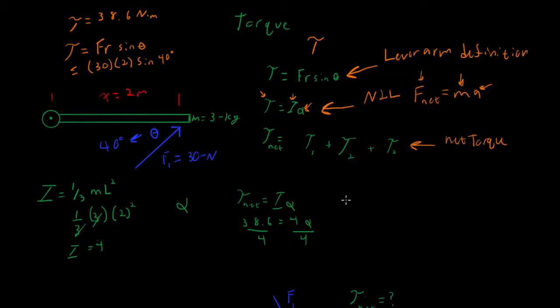And I get an angular acceleration of 9.65 radians per second squared. Okay, so that was straightforward enough. We're going to need to be able to do this kind of problem where we're given a force, an angle, and a lever arm, and we need to figure out the torque acting on this object. Or maybe we're given the torque and we need to figure out the force that was acting on it. Regardless, either way we should be able to work with that equation.